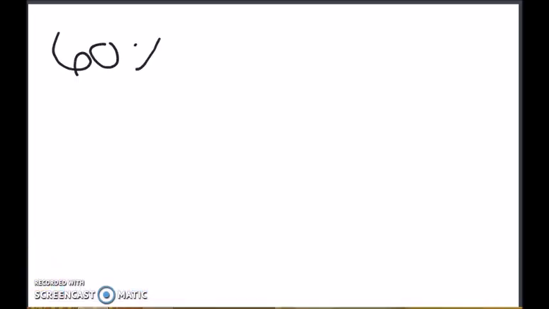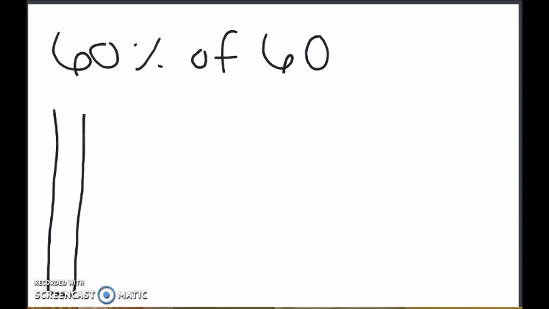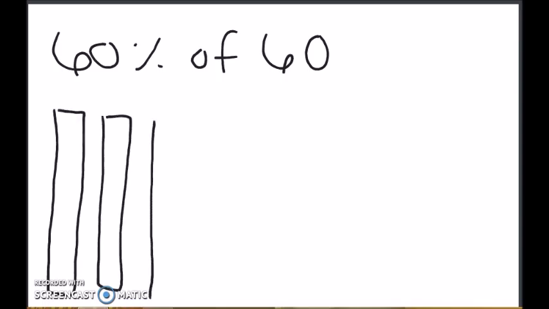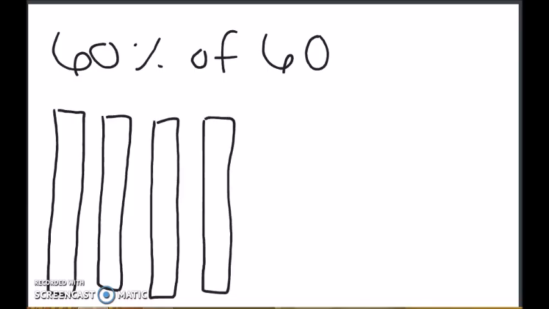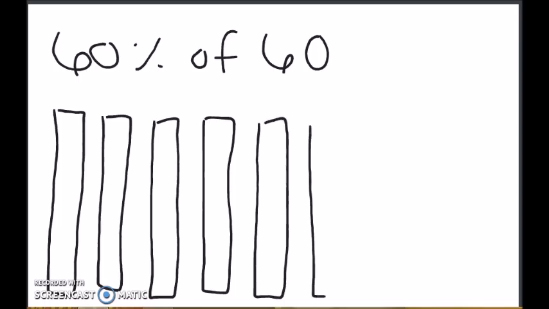Okay, we're going to show you one way that we thought of to solve this problem. And we're doing 60% of 60. I think I'm going to solve this by drawing a picture. I'm going to start by drawing 6 longs, because I know that there are 10 parts in one long. And so if I draw 6 longs, then that will represent the 60 baskets that I shot in the video.